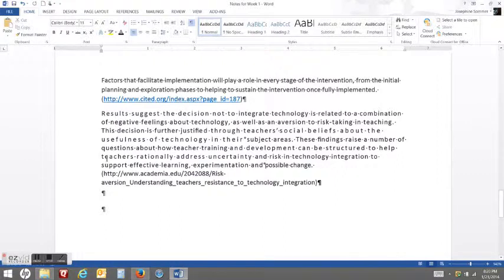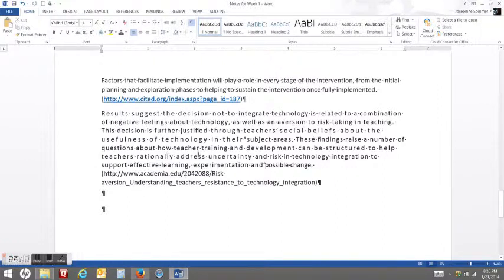Of course, other articles I've read also said that 43% of students who graduate don't feel like they had enough educational use with technology.